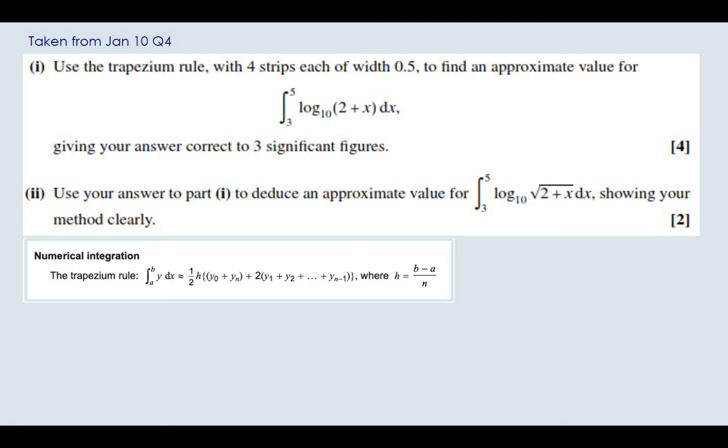This is an old exam question. We're going to start by using the trapezium rule. So I've jotted down my key information. To pop into my trapezium rule, I need to know my limits. So I've got 3 and 5.